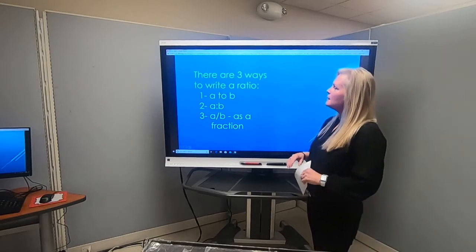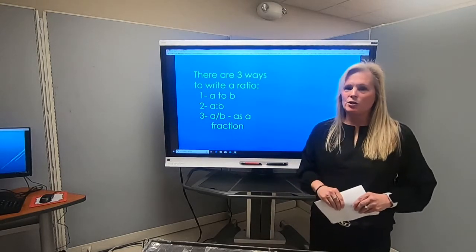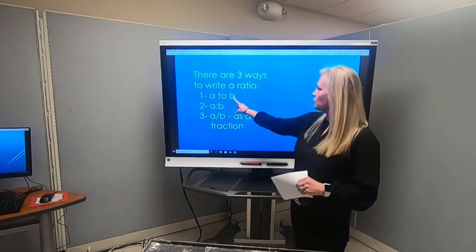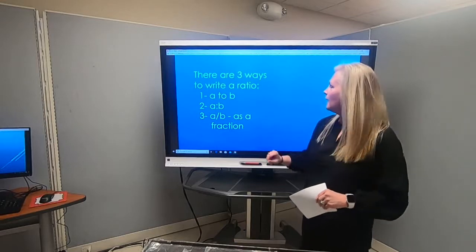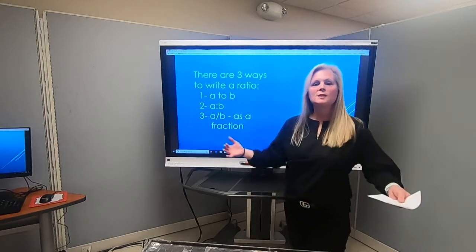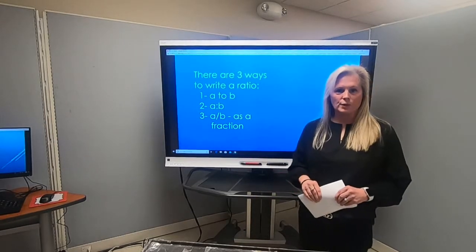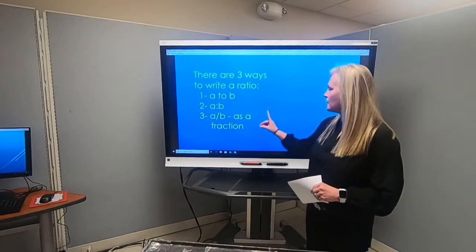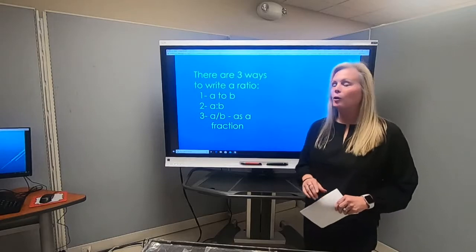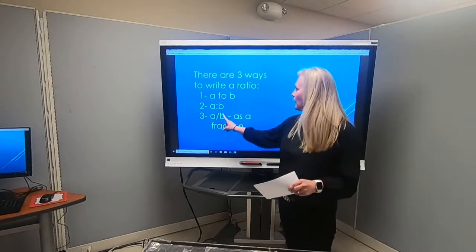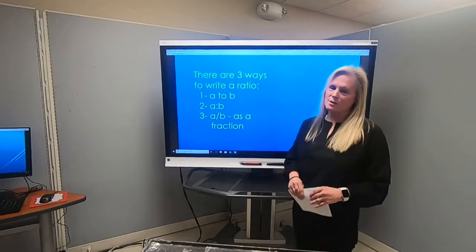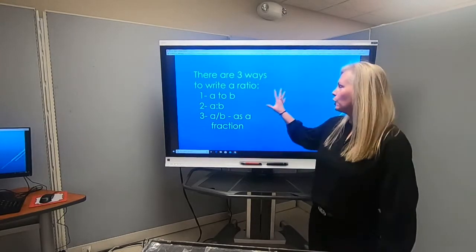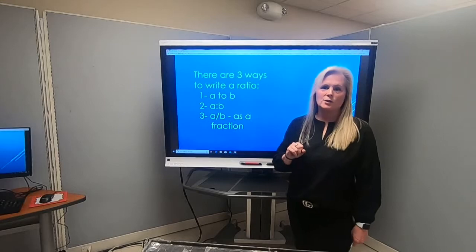Okay, let's get into how you would write a ratio. There are 3 ways to do so. First way is with the word "to" in the middle. Now, I'm just using A and B. Obviously, when we get started, we'll be using numbers for that. The second way is with a colon. And the third way is as a fraction. Now, on my computer at home, I couldn't use a fraction, so I had to use this division bar, which still means a fraction. So again, 3 ways to write. And as we get started today, we're going to be using all 3 of these ways to write our ratios.